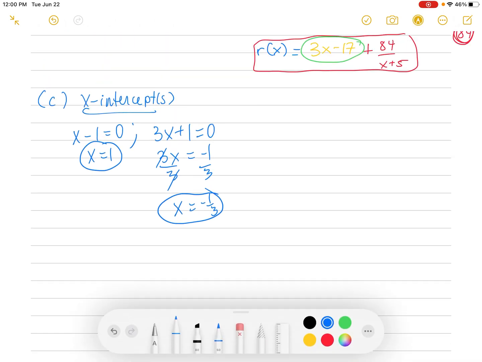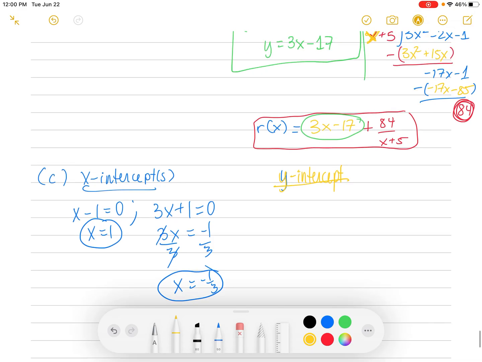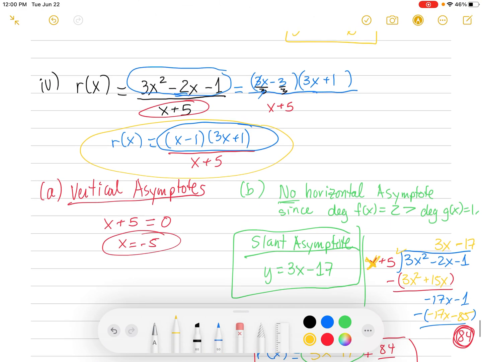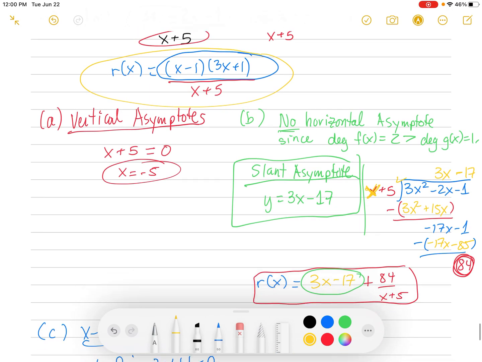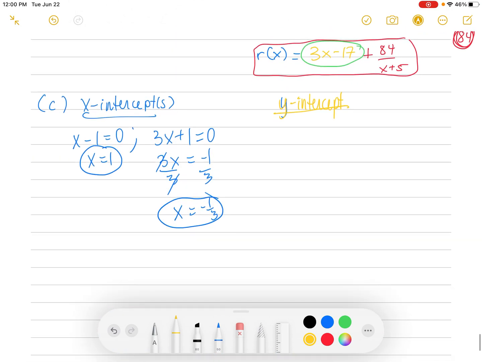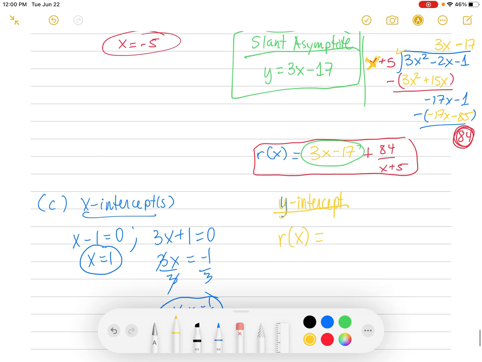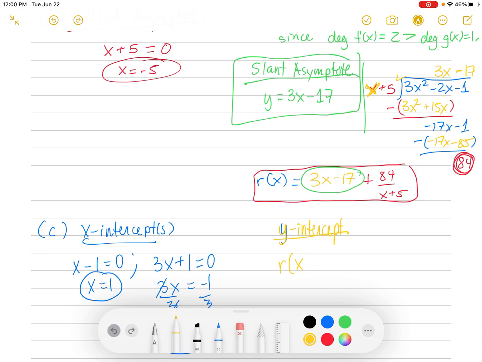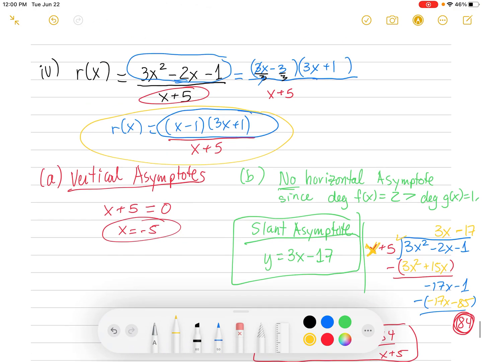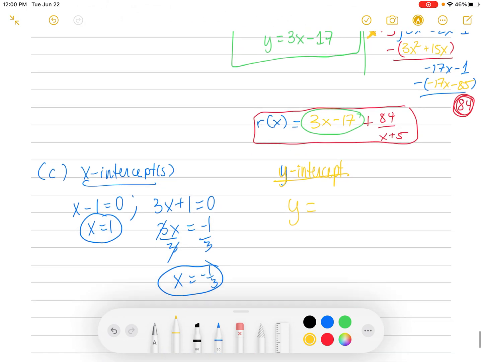And finally, what are we going to find next? Y-intercept, okay. So we're going to go back to our function, and we're going to plug in 0 for x. So I'm going to use the factored version of our function. I like using that version for Y-intercepts. We got r of x equals, oh, hold up. We're going to call it y.